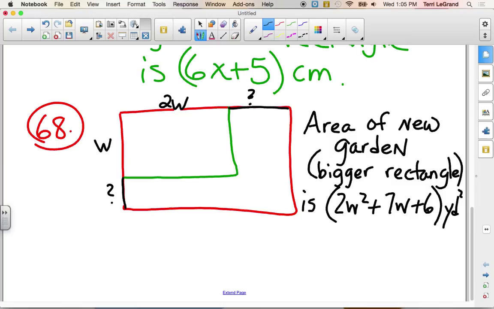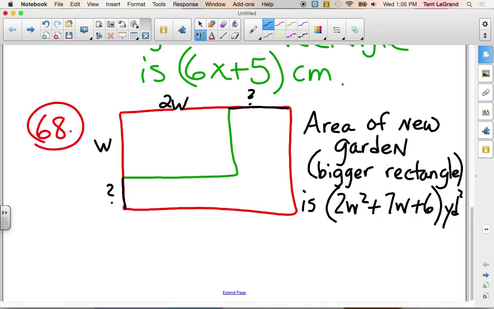Okay, help me problem solve here. How are we going to figure out, because I think the question they asked us is how much was added on to the length and how much was added on to the width, right? How are we going to figure that out? Find the area of the old garden and subtract it from the area of the new garden.